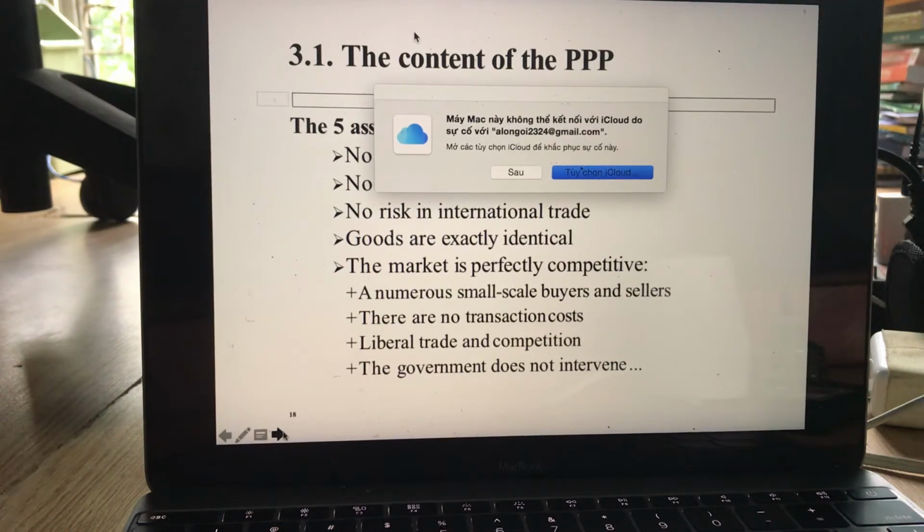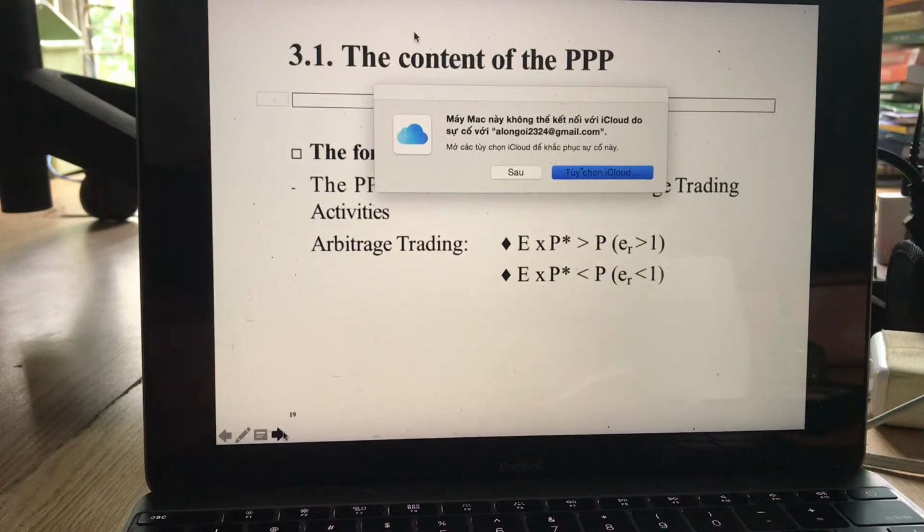No shipping costs, no trade barriers, no risk in international trade. The market is perfectly competitive, and the goods are exactly identical. And then we have the content of the PPP.